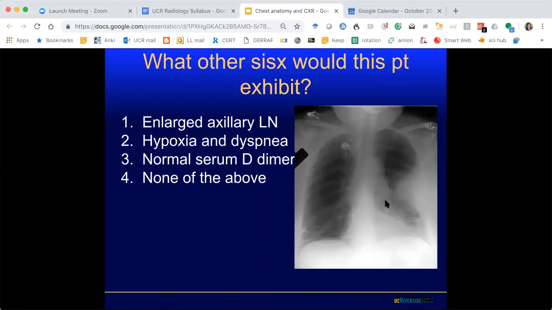What other signs or symptoms would you expect in this patient? Lymphadenopathy, hypoxia, normal D-dimer, none of the above. So the consensus looks like maybe hypoxia and dyspnea.